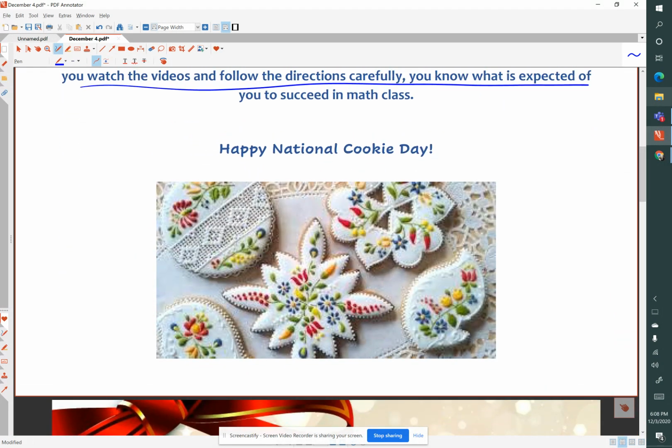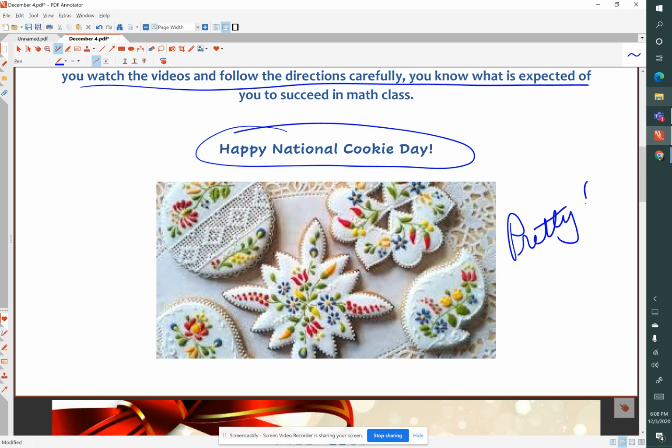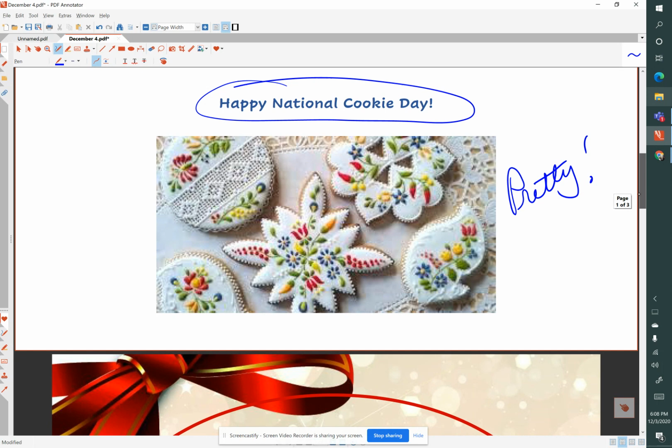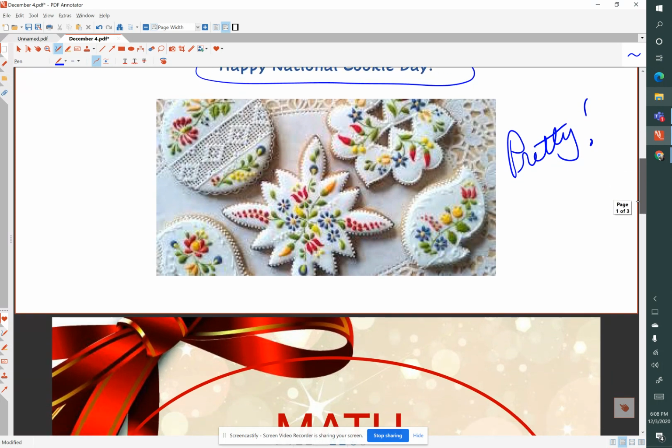Okay, we have all these holidays that we never hear about, so I've been looking up obscure, little known holidays. And today happens to be National Cookie Day. And these are the prettiest cookies that I could find. Pretty, pretty, pretty. So enjoy those cookies. Boy, they are a lot of work. They almost look like somebody sewed them with lace.